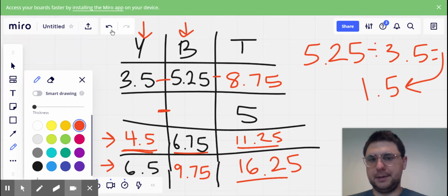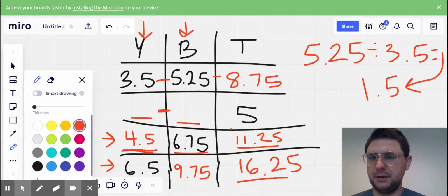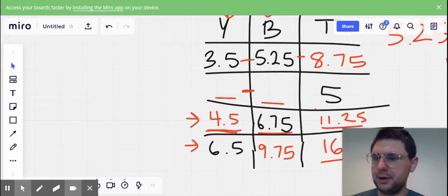Okay. So I have to find something right here times 1.5 that will equal this, and both of them adding up to 5. All right, so I can do a little bit of math to help me figure that out. So here's what I'm going to do. Move over here. I'm going to create a little equation.